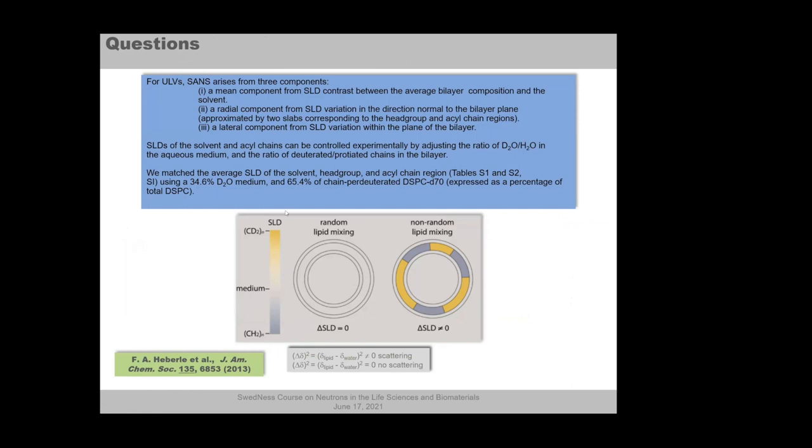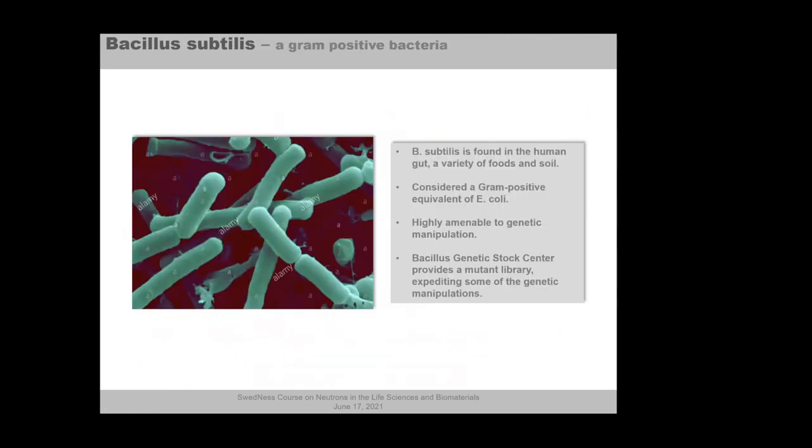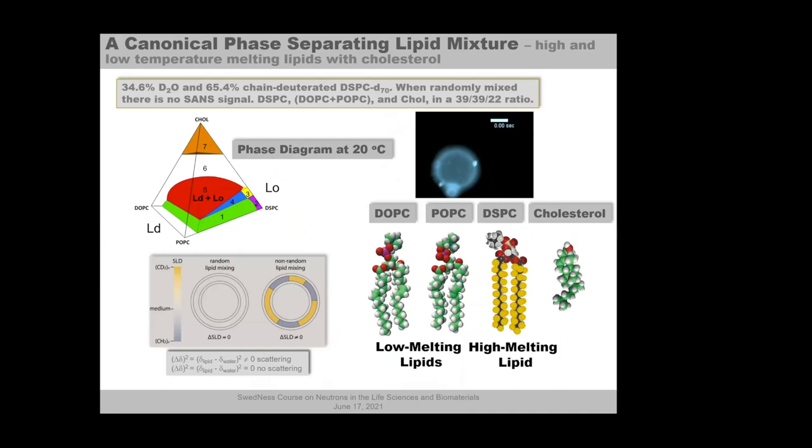So one of the things that I want to bring to your attention is that the data collected by Heberle, because of our financial constraints at the time when we were starting, if you look at here, it says 35% D2O. How could you improve on this experiment by Heberle? How could you improve his experiment?